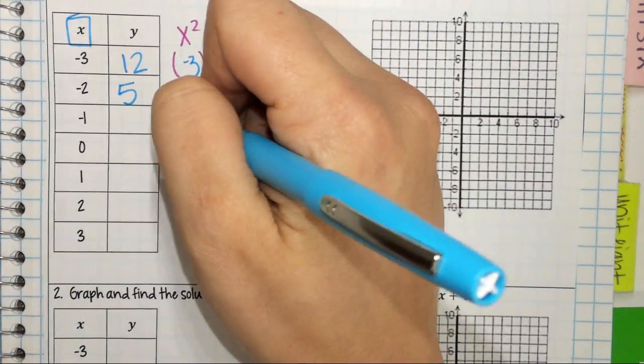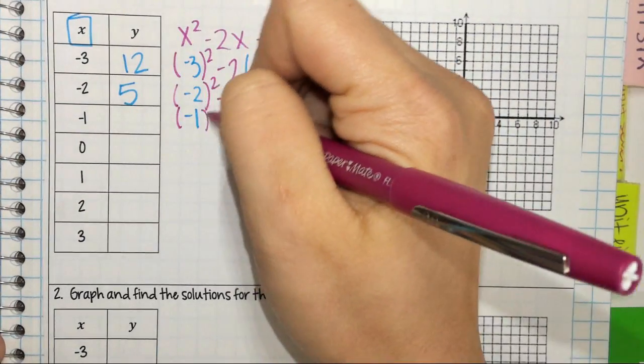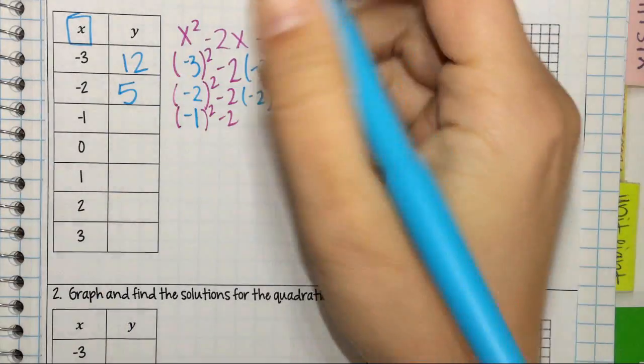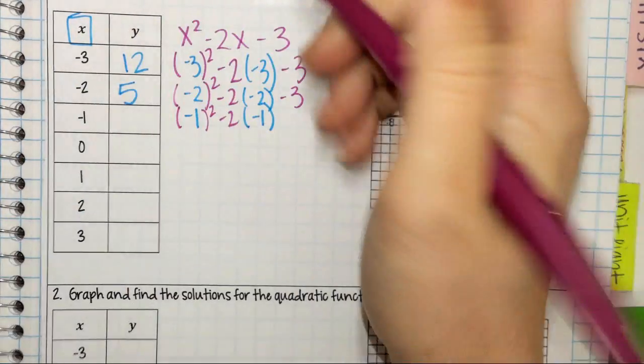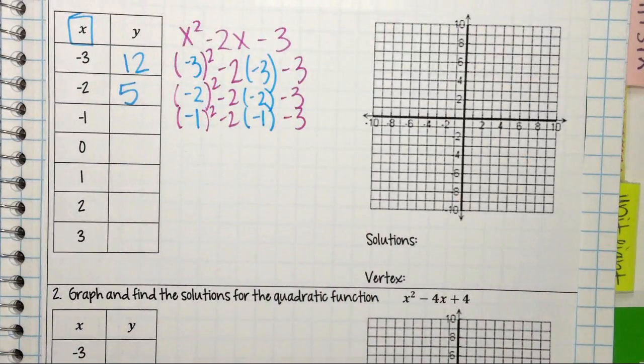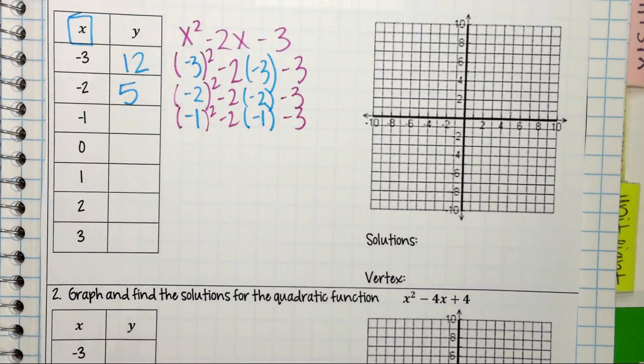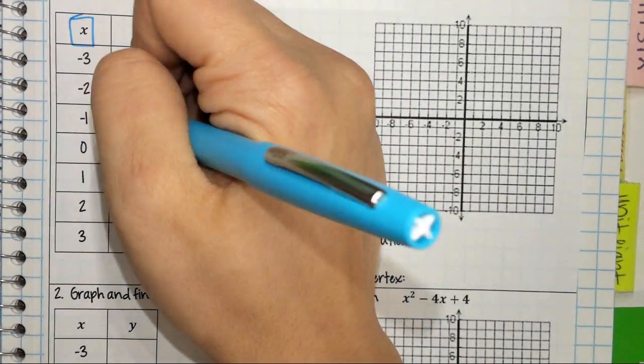Alright, for negative 1. Now, it is not going to automatically repeat at 0 like our beginning problems did. So do not think that just because it's 0, that means it's going to start repeating. That's not how it works. Alright, what is negative 1 squared? And what's negative 2 times negative 1? What's 1 plus 2? 3 minus 3 is?